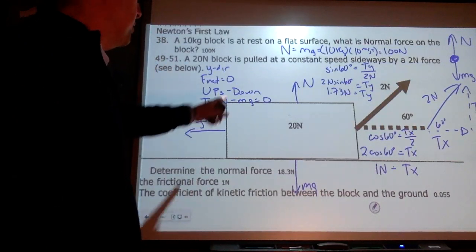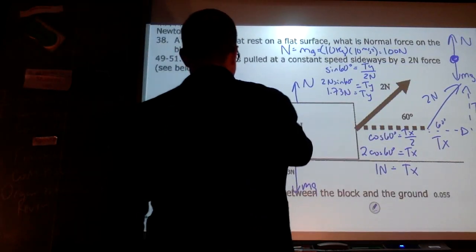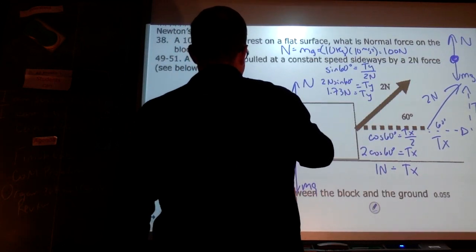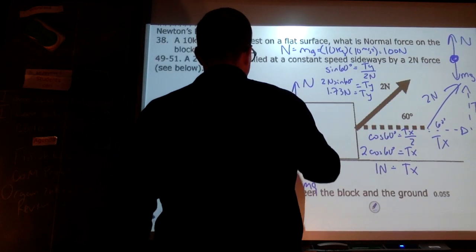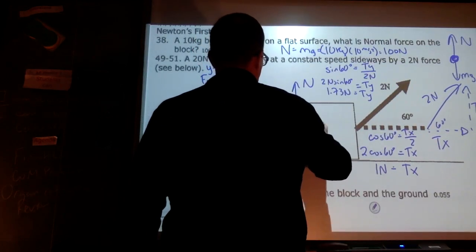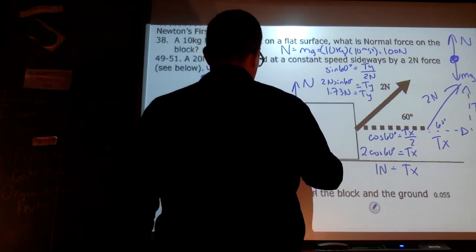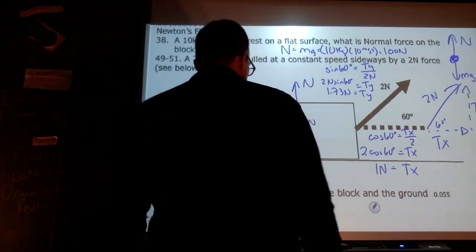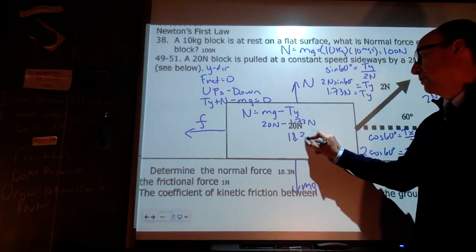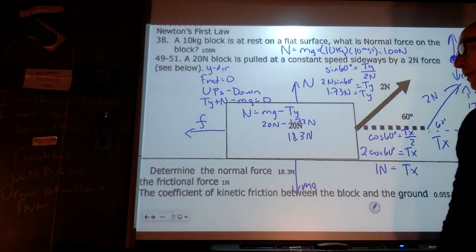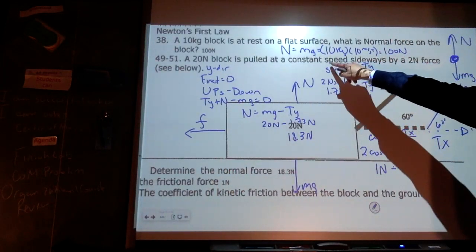So I'm going to add mg to the other side and subtract Ty. So n is going to be equal to mg minus Ty, which is going to be 20 newtons minus 1.73 newtons, which is going to be 18.3 if I round this down to 1.7. In the x direction, it's also F net equals 0 because it's a constant speed.